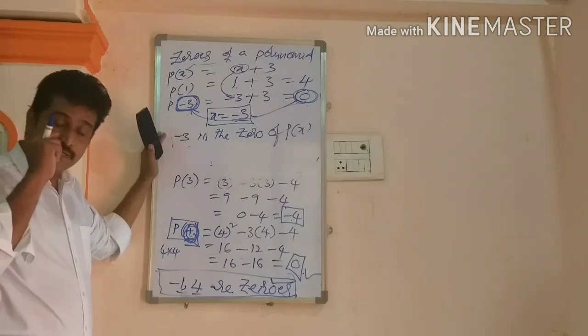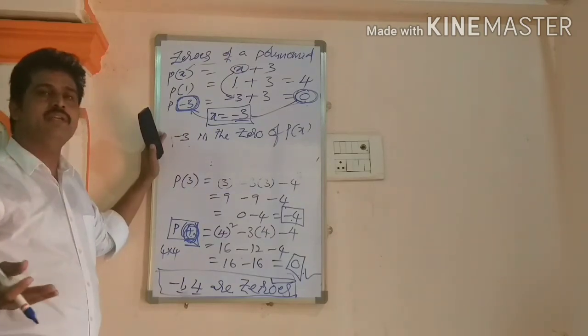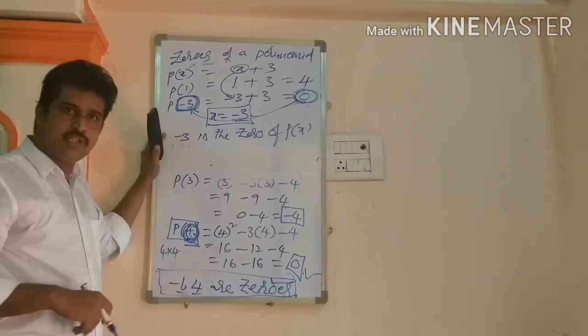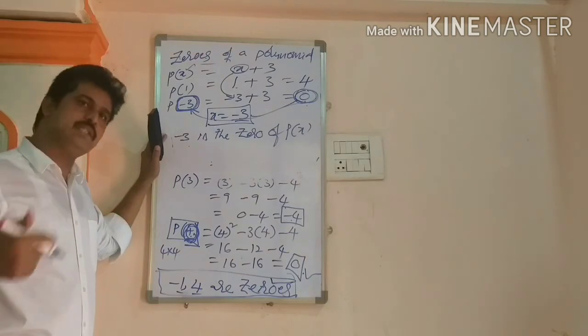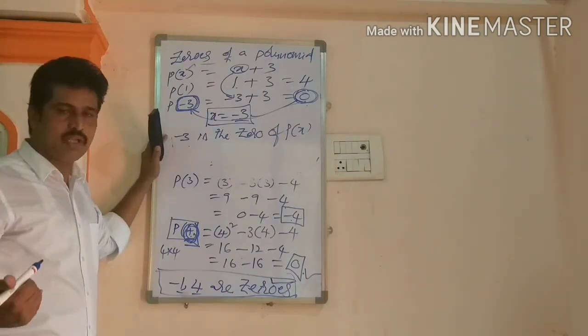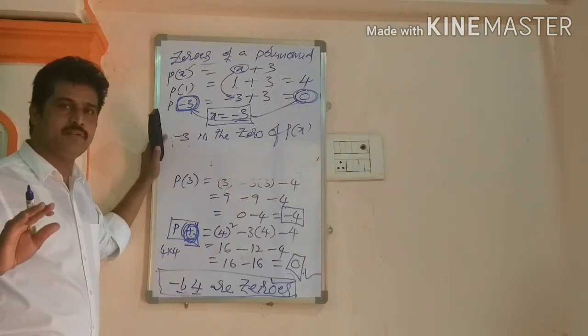Okay. So far it is enough. In the next session, we will learn some more about these zeros of a polynomial. The next concept comes zeros of the polynomial only. Okay. Do you understand? Thank you.